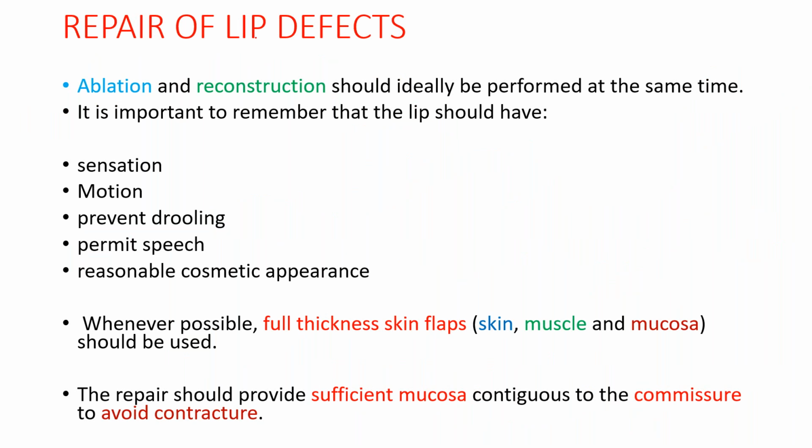So what do you have to do for lip repair? There are a few words here. I'm going into details of this, but you need not remember all these things. Just a few very important words you can remember. Whichever I highlighted, you just see. The rest you forget, no need to worry. Ablation and reconstruction: ablation is removal, and later you have to reconstruct.